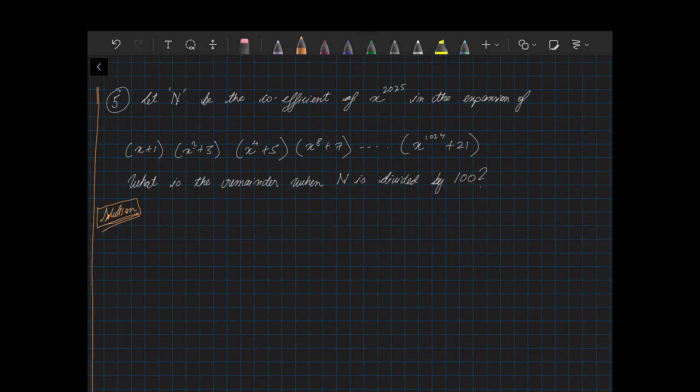That's what we're asking. Again, the final part is the easy one. Calculating the remainder of any number when it's divided by 100 is an easy one. So most of our effort will go on calculating the value of N. Okay, so first let's try to make sense of this term.